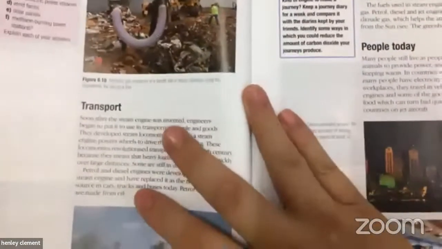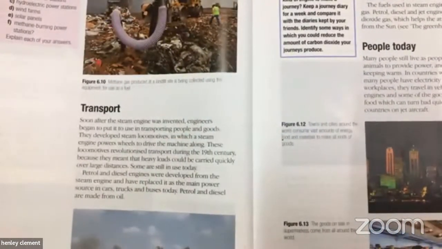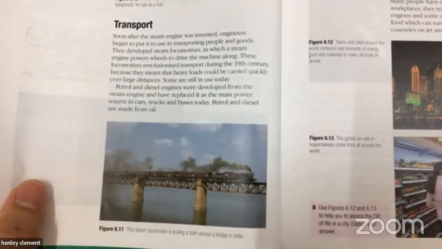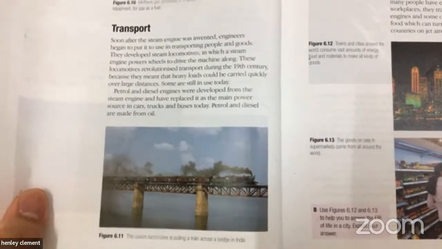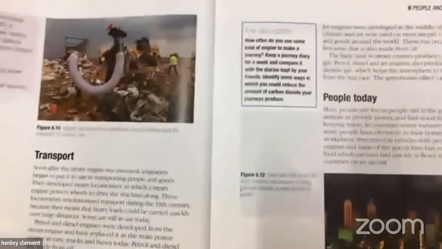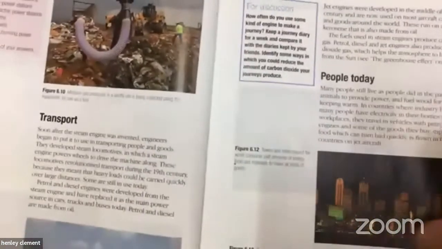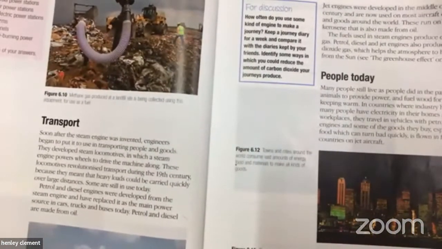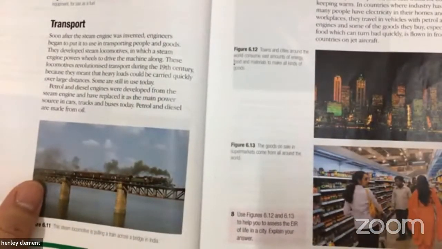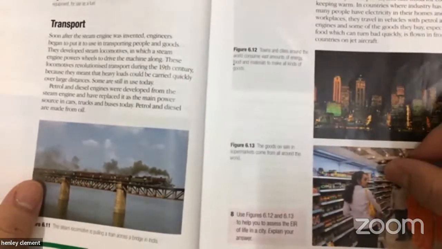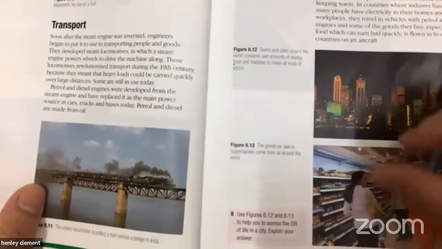Okay, so the transportation, such as this, the steam locomotive pulling the train across the bridge in India. The transportation has improved a lot for people nowadays. You can see light around the city, and you can see the goods sold here, maybe from other countries. For example, from China, India, Indonesia, Sri Lanka, the US, Northern Europe, and France. The gin from France, the chocolate from Belgium.